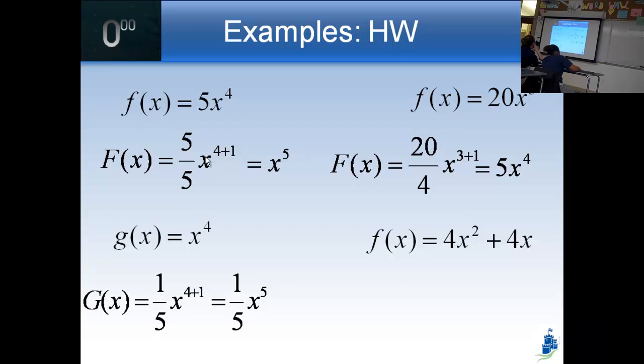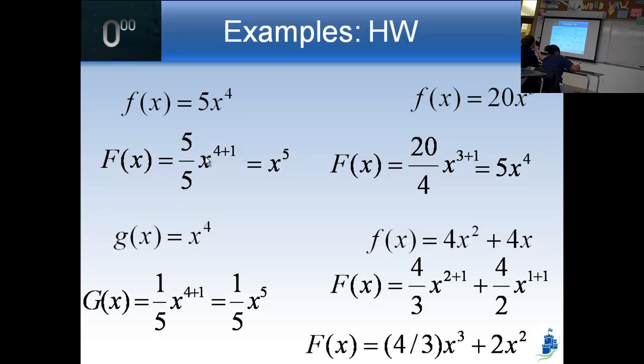You treat it the same way. Who wants to tell me what's good? Who haven't I heard from today? Jean-Baptiste, MJB, hit it. 4/3 x cubed plus 2x squared. That is the most beautiful thing that has ever come out of your mouth. Wonderful, wonderful, wonderful.